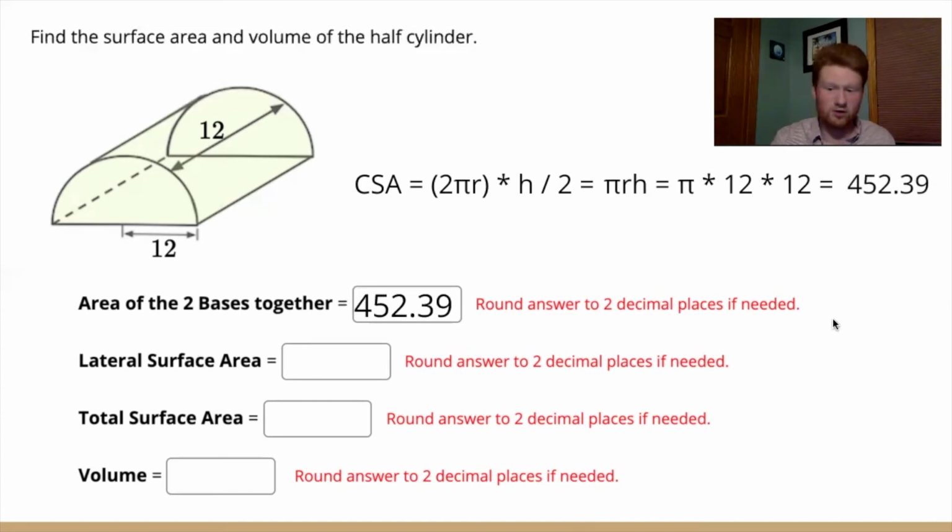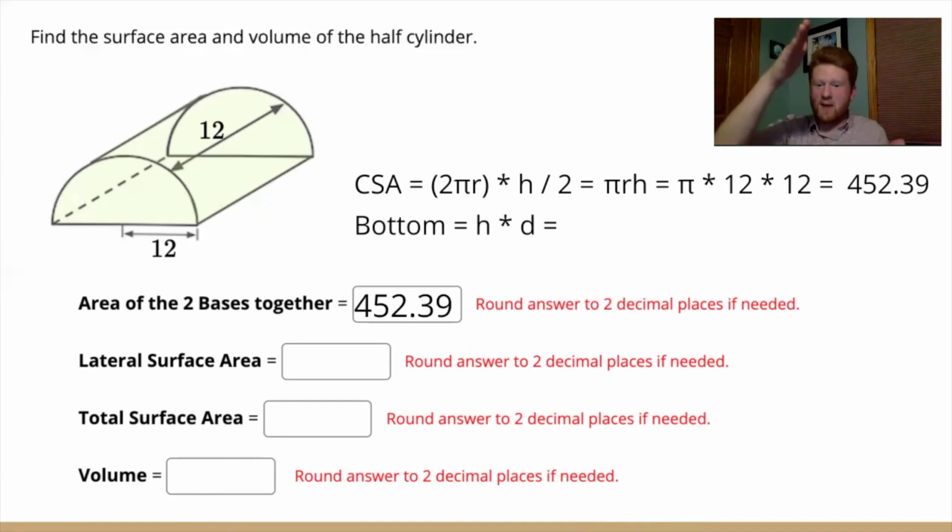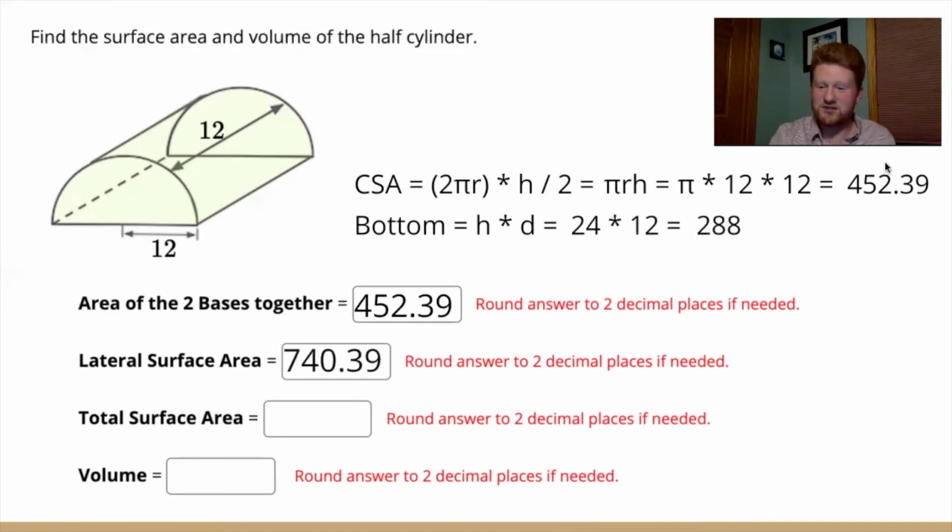But that is not the total lateral surface area. We still have that bottom rectangle. Now, I've said bottom here, but it may not always be the bottom. You could have this sitting up where it's one of the sides. But in this case, I've written bottom because it's clear that that's the rectangle. So here, one of the sides is the height, and one of the sides is the diameter. Pretty straightforward. We're going to get 24 times 12, which is 288. And then adding those together for the lateral surface area, we get 740.39. And finally, for the total surface area, we just add these two numbers, and that gets 1,192.78.